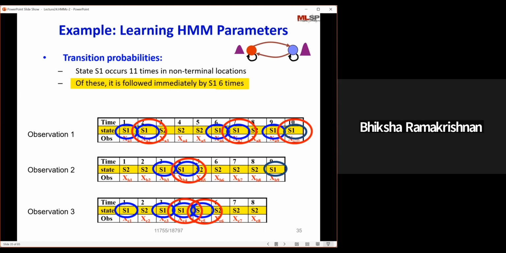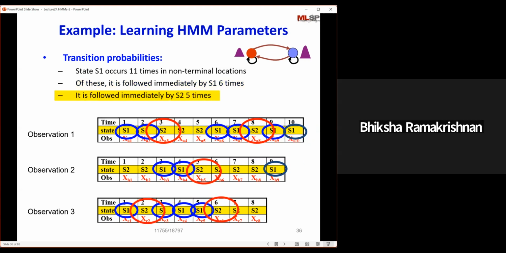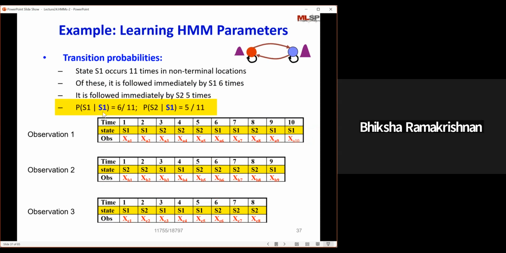Six over 11? Does everybody agree? Right. And what is the probability that I'm going to be in state S2 at the next time instant? 5 over 11, because there are 5 instances of S1 where the next state was S2. And so this gives me my transition probability from S1 to S1 is 6 over 11. My transition probability from S1 to S2 is 5 over 11.